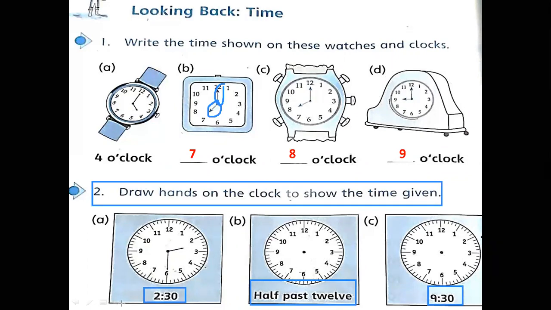Whenever you want to draw the half past, your minute hand must be upon 6 and the hour hand should be in front of 2. It means 2:30, 30 minutes past 2.